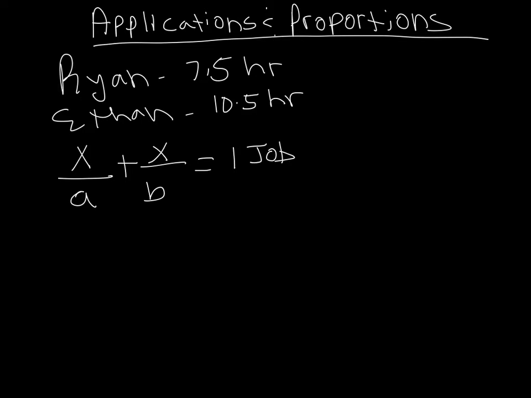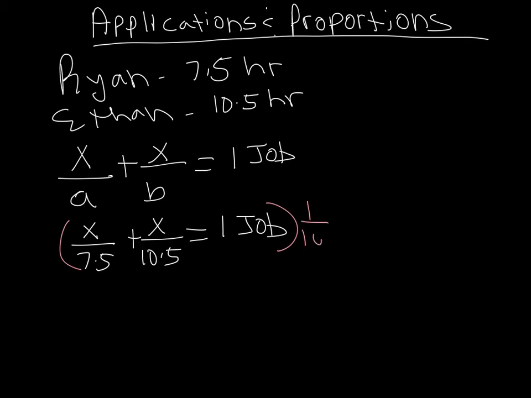Now if we plug in what we know, and we'll just say that here Ryan is A and Ethan is B, we simply would have x over 7.5 plus x over 10.5 equals one job. Okay. Now, to do this the good old-fashioned way, we would simply want to convert those decimals into actual numbers. So I'm going to multiply everything on the bottom by 10, or another way to think about it is multiplying everything by 1/10.